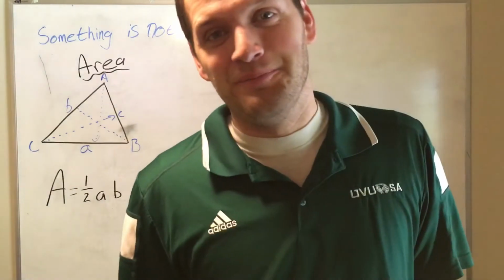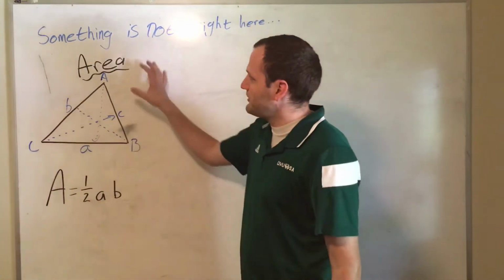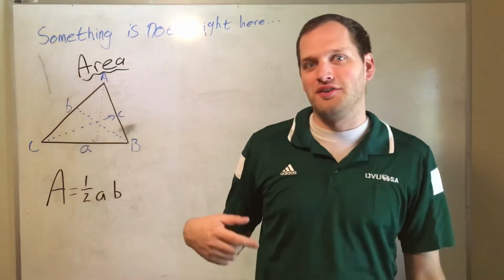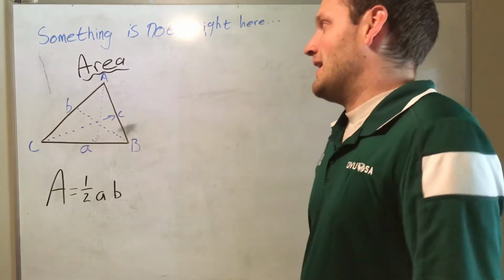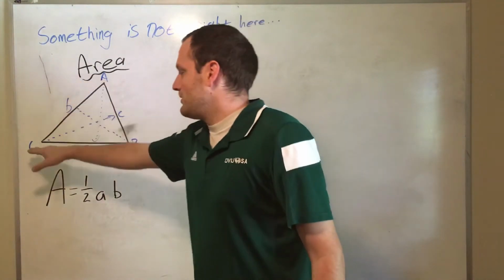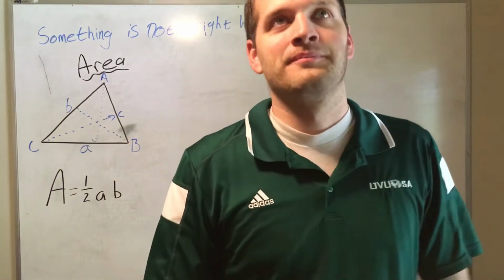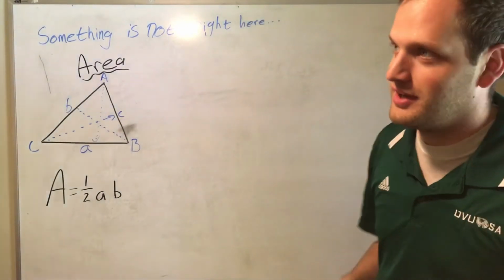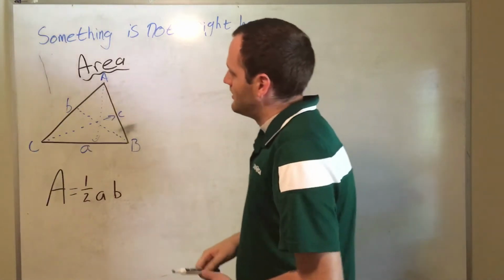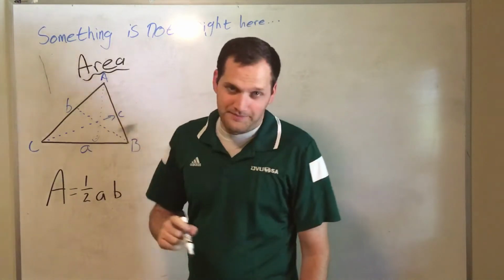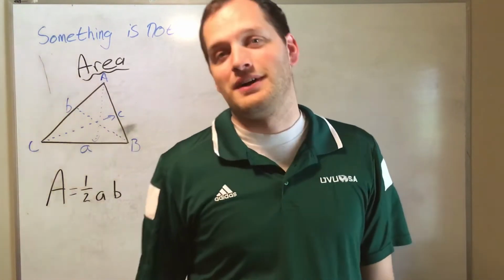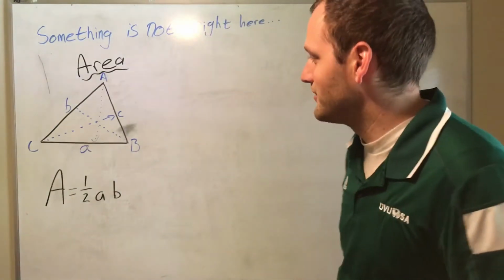Today's last video is going to be on calculating the area of a triangle that is not a right triangle. We set the triangle up the same way we've been setting up with the law of sines and law of cosines. But this time we're trying to find the area. So here's how you go about trying to find the area of a triangle.